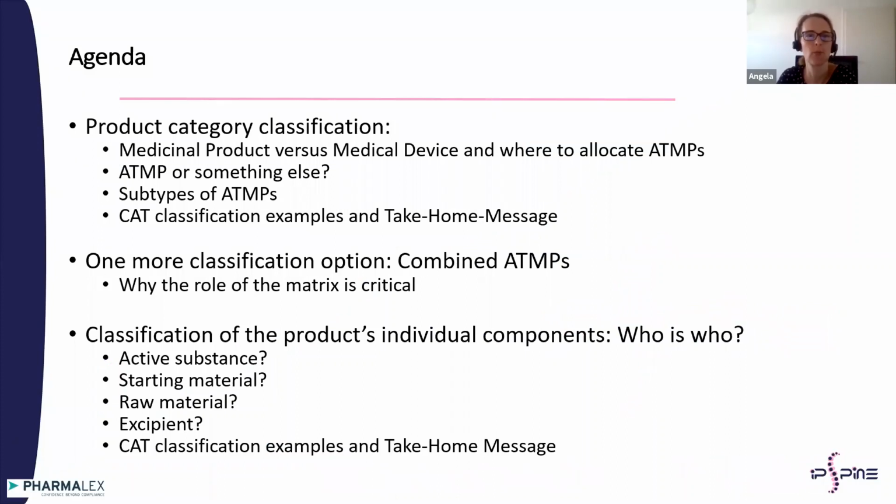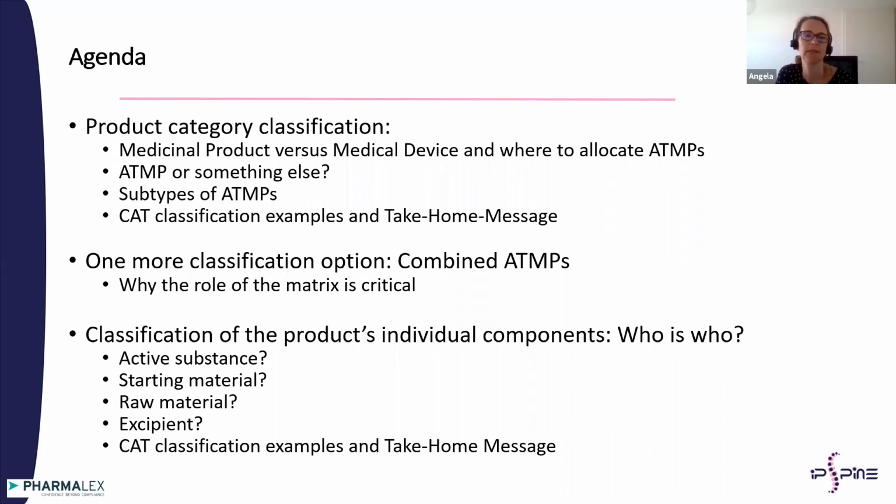We will be starting with an eagle's eye view with a very high dimensions, looking at the concept of medicinal product and medical device, what these two categories are and how they're differentiated. And we will, of course, find out where to allocate ATMPs within these categories. We will then distinguish ATMPs from other product categories that are similar looking and find out what is special about them. And then we'll look at different subtypes of ATMPs.